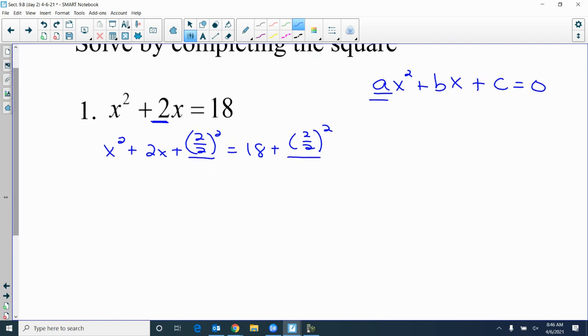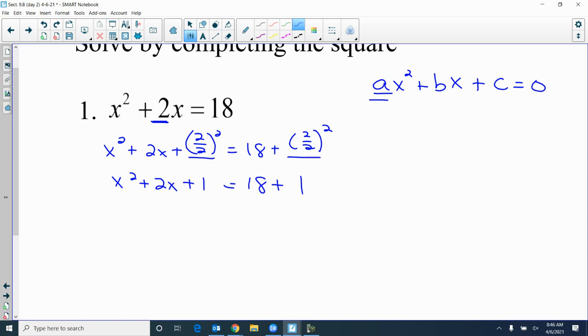Be careful here. 2 divided by 2 is 1. What is 1 squared? Yeah, good. Make sure it's a 1. A lot of times you have a tendency to want to make it a 2. It's going to be a 1. So we got x squared plus 2x plus 1, right? What does that factor into? That's what 2 numbers multiply.